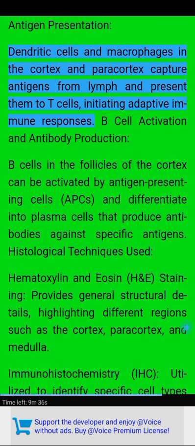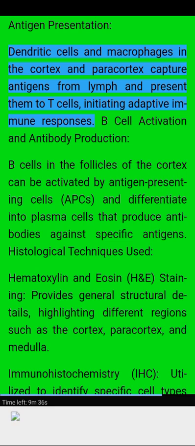Antigen presentation. Dendritic cells and macrophages in the cortex and paracortex capture antigens from lymph and present them to T cells, initiating adaptive immune responses. B cell activation and antibody production. B cells in the follicles of the cortex can be activated by antigen-presenting cells (APCs) and differentiate into plasma cells that produce antibodies against specific antigens.